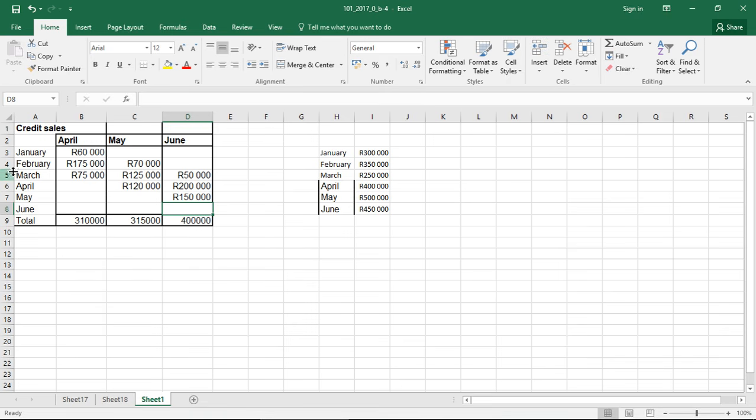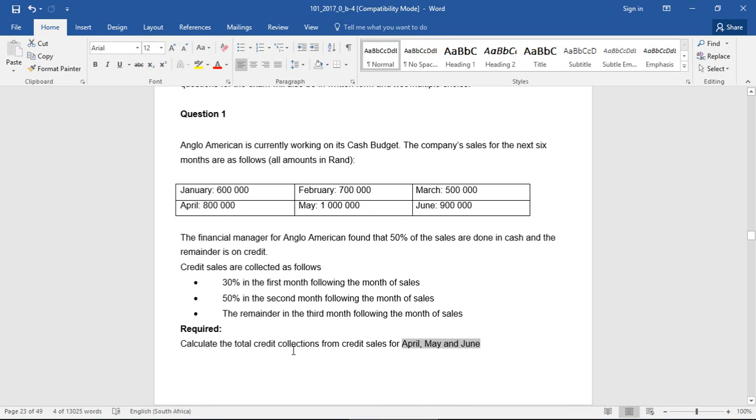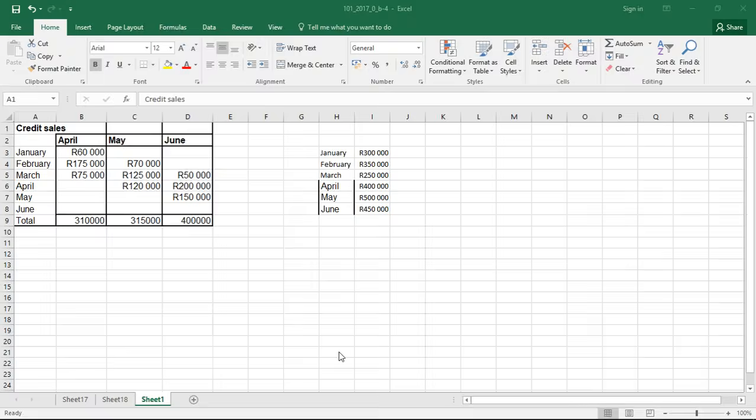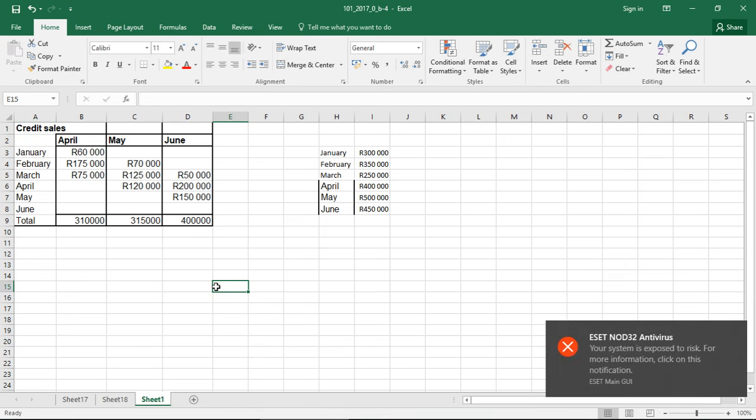So that is how you do the debtors collection schedule. So that is how we calculated the total credit collections from debtors for the 3 months. I hope that has helped, and I hope that was thorough. I tried to rush through it because I didn't want the video to be too long.